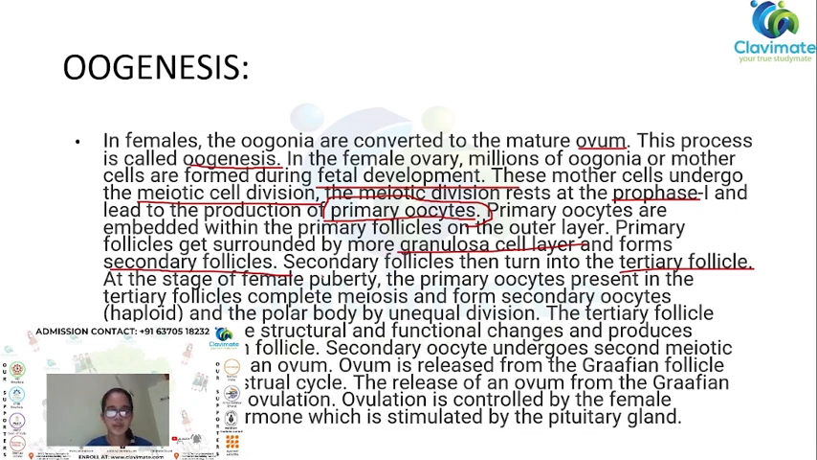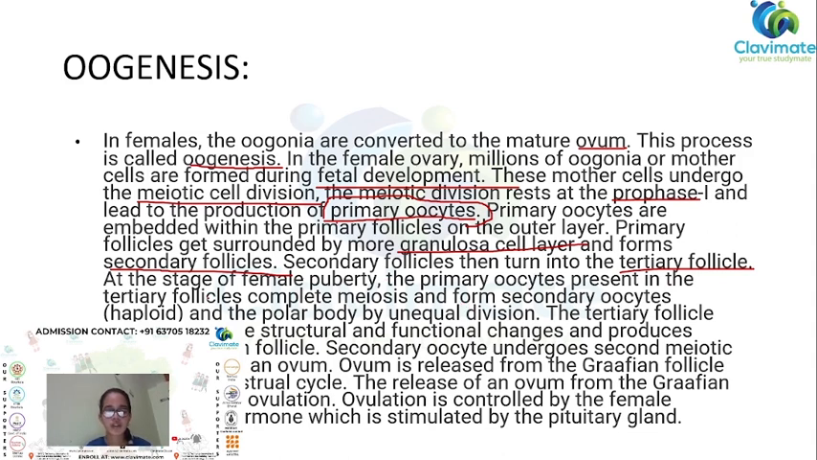At the stage of female puberty, the primary oocytes are present in the tertiary follicle. The primary oocytes formed at prophase 1 rest there within the primary follicles, and those primary follicles are surrounded by more granulosa layers and get into secondary follicles, which in turn develop into tertiary follicles. By the time the females reach puberty, the primary oocytes are present in the tertiary follicle. Okay, meiosis is completed at the female puberty stage.